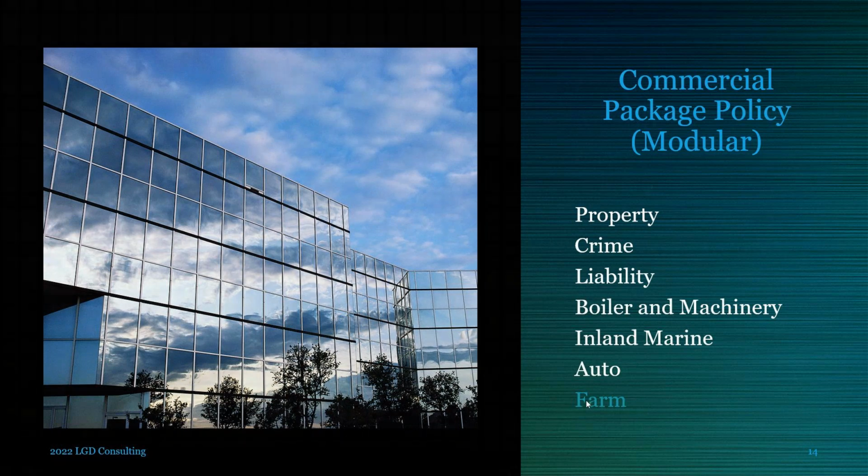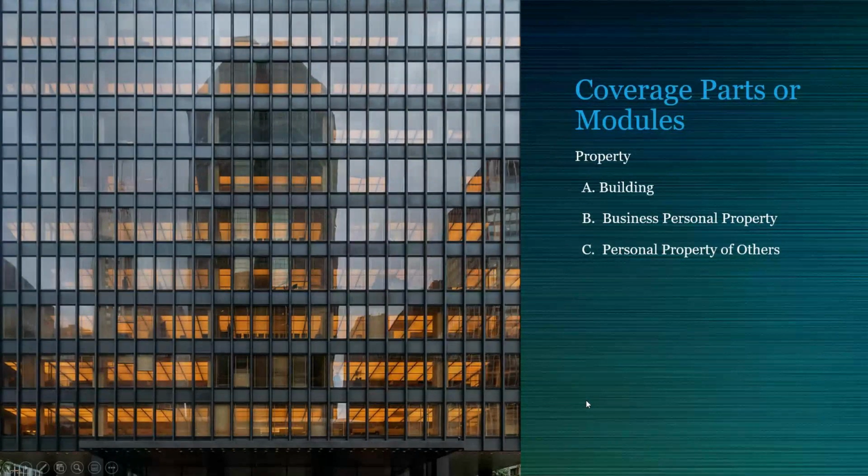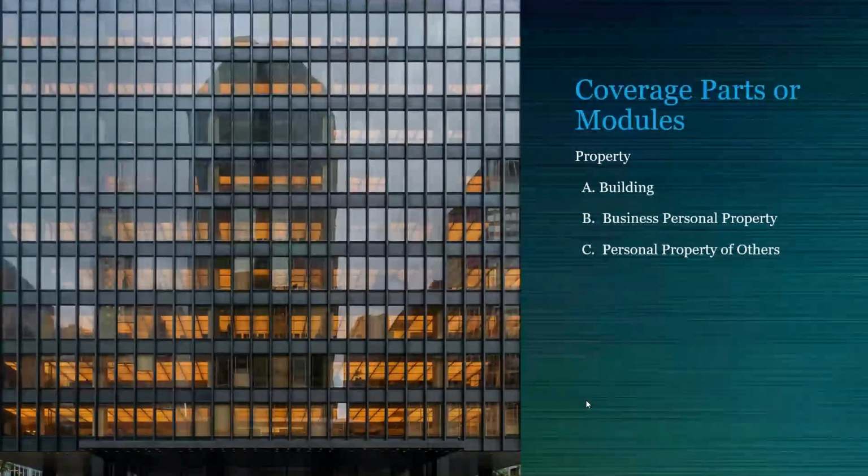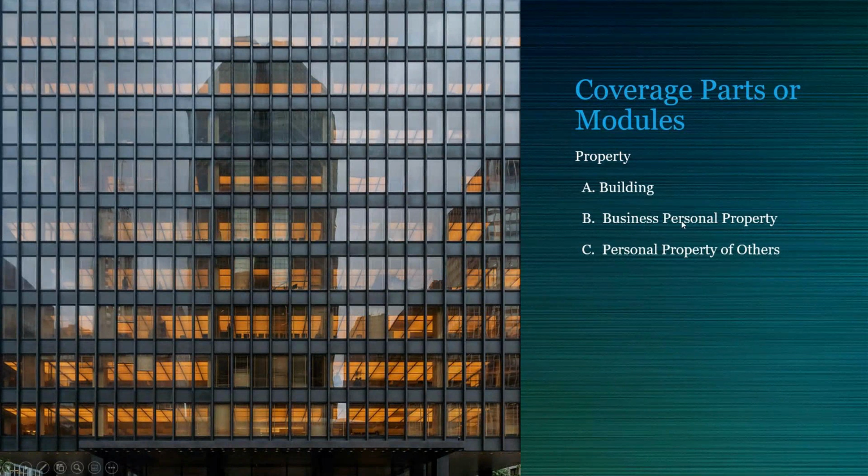Okay, so looking at the different parts or modules, the first one is going to be property, and that covers a building. Well, yeah, this is more than 6 stories high, so you can't cover it under a business owner policy. So the property coverage covers the building, covers your stuff. That means this is going to cover your desk, right? Your computer, your personal belongings. Actually, I should say your commercial personal property, business personal property, and it can also cover personal property of others.